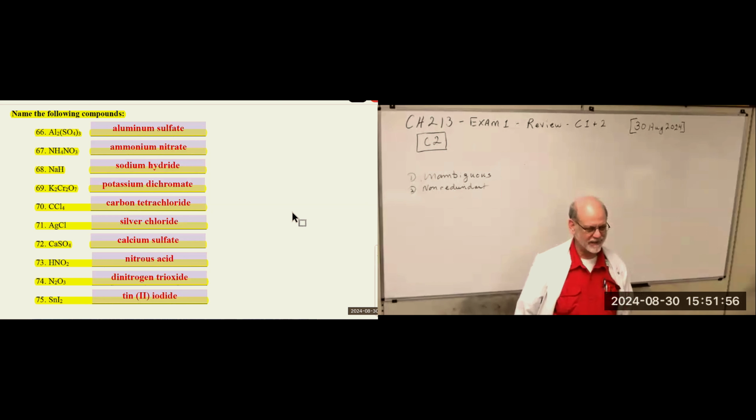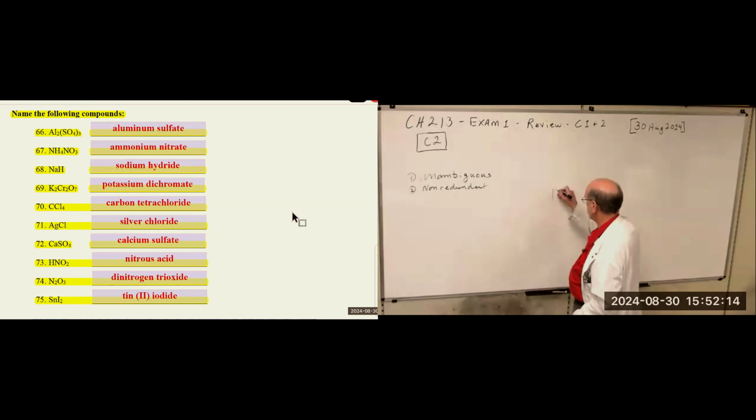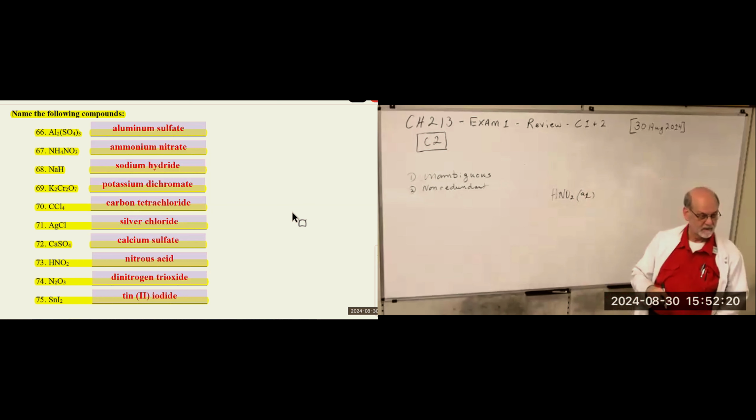N2O3, 2 nonmetals, dinitrogen trioxide. What would make it aqueous? Which one? The last one. Oh, you would say this, just like that. That would mean it's an aqueous solution and you name it with the acid convention.